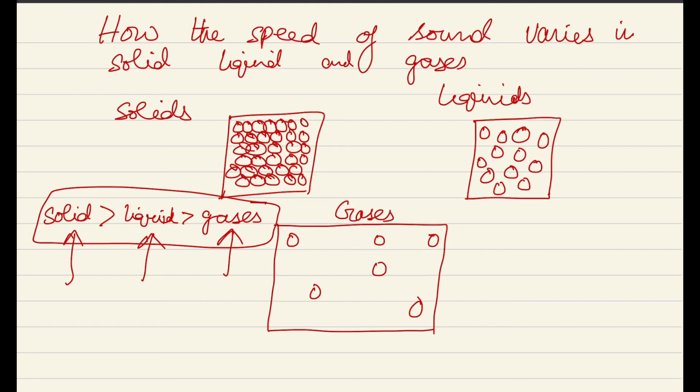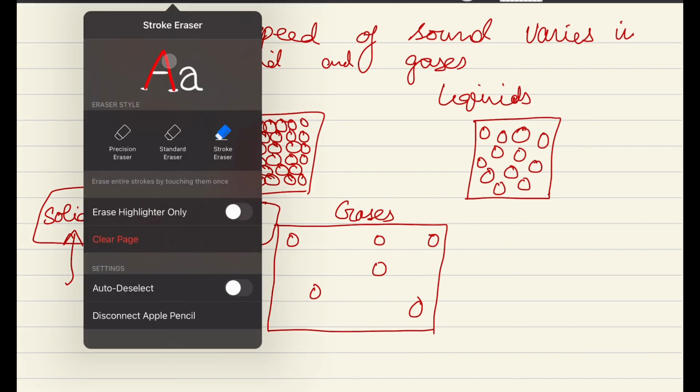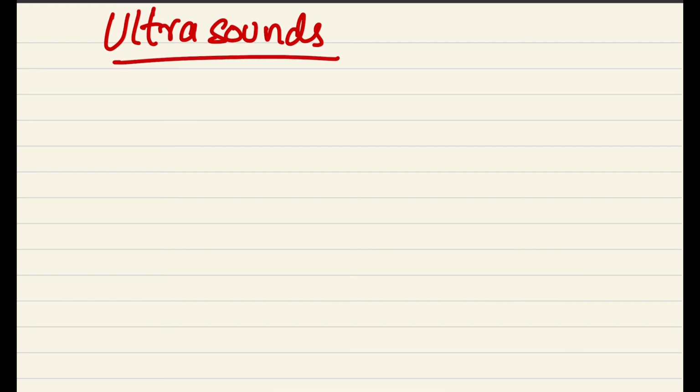Now we have to discuss another type of sound waves which have higher frequencies. For example, frequencies bigger than the audible frequency range, and that is ultrasound. Ultrasounds, as the name suggests, are sound waves that have a frequency bigger than the audible frequency range. So I'll write it over here.